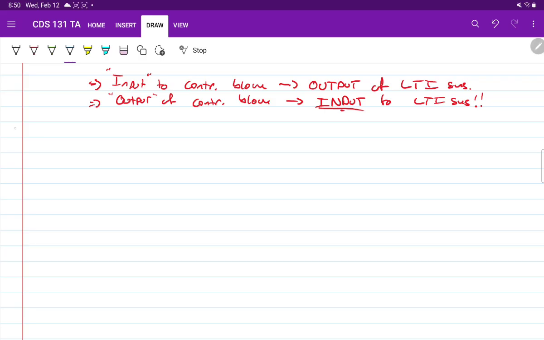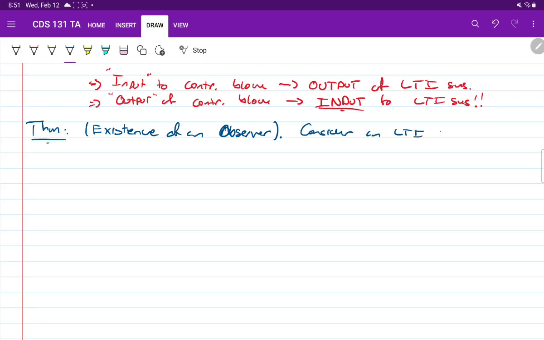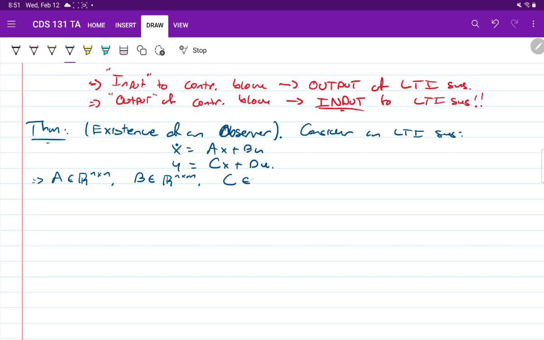Okay, so let me state a theorem about when these observers, which estimate the state of our system, actually exist. It's called the existence of an observer theorem. Okay, so consider an LTI system, which I'll call x dot equals Ax plus Bu, and then y equals Cx plus Du, okay? Here we're going to have the MIMO case, where A belongs to R n by n, B belongs to R n by m, C belongs to R p by n, and D belongs to R p by m, okay? Then the following will hold. Well, first, what we'll have is that (A, C) is a detectable pair.